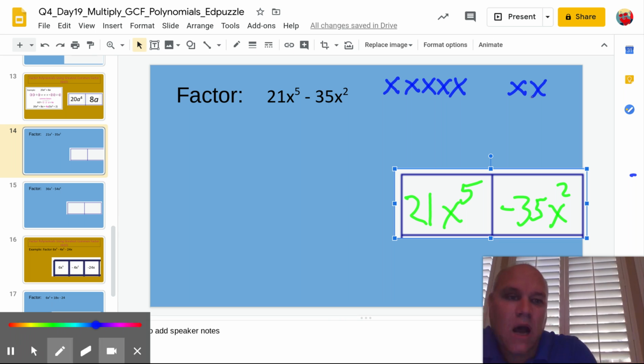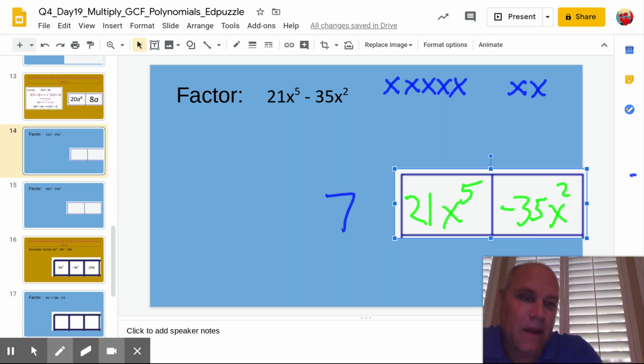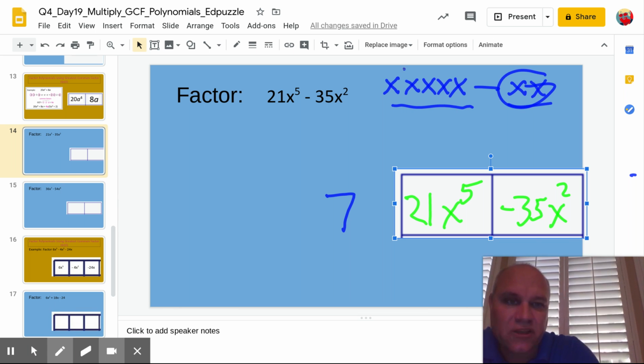So our greatest common factor for the number, for 21 and 35, hopefully you figure that out pretty quick, is going to be 7. Right? 7 times 3 is 21. 7 times 5 is 35. And then for the variable, I put 5 x's up top here and 2 here. So my common is just 2 of them. So that's going to be x squared.